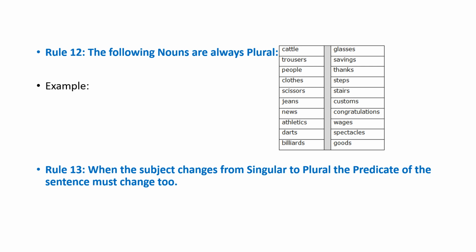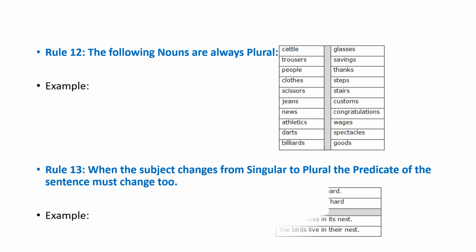Rule 13: when the subject changes from singular to plural, the predicate of the sentence must change too. Like in this sentence, that girl works hard. Now, if we are changing the number, the predicate will also change. That girl works hard. Those girls work hard. Here we have changed the number, so we have changed the predicate also. The bird lives in its nest. The birds live in their nest. So a few things you have to keep in mind before changing.